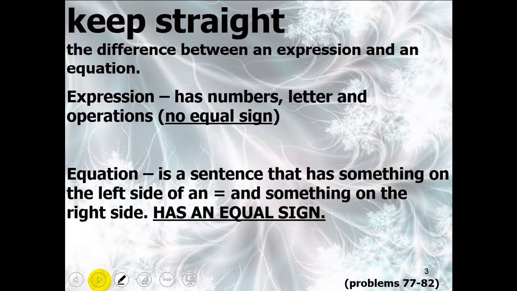We want to keep straight in our mind the difference between an expression and an equation. Expressions have numbers, letters, and operations, but no equal sign. Expressions don't have equal signs. An equation has numbers, letters, and operations, and has an equal sign. Equations have equal signs. So if you have an equation, you have an equal sign.